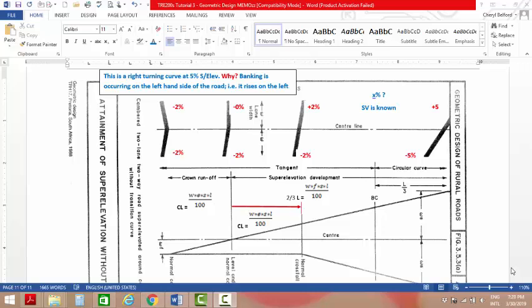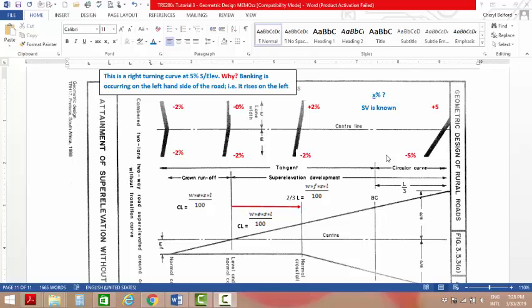Let's begin. How do we know this is a right turning curve? We know it's a right turning curve because the banking occurs on the left hand side. What is banking? It's when there is a rise. So as you can see on the left hand side, there is a change from minus to plus. That means that the ground is literally rising up. So therefore that's referred to as banking. In this case on the left hand side, therefore it's a right turning curve.